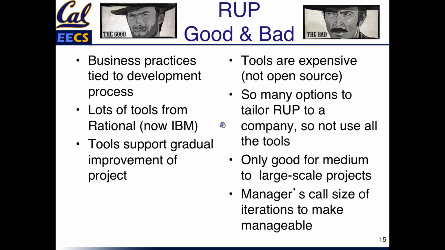There are lots of tools. Rational was a company that was making tools for sale. They're called computer-aided software engineering, CASE tools. These are very expensive, tens of thousands of dollars. And IBM bought Rational, so you get it from IBM now. The tools support gradual improvement of the project over time. The bad news is, it's tens of thousands of dollars for the tools, and there's no open source version. So unless you pay Rational IBM a lot of money, you can't use the tools.